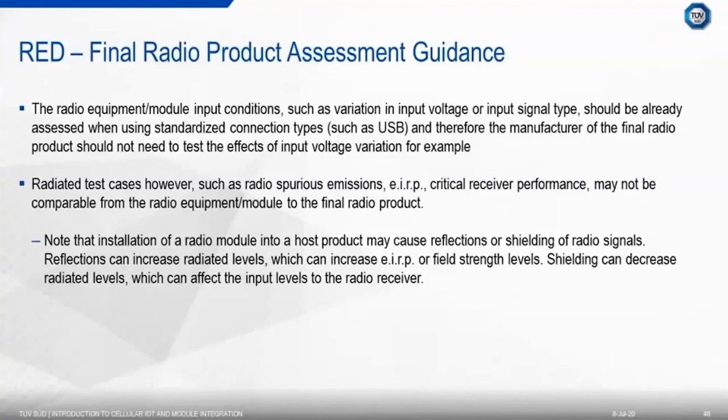The reason for repeating these tests is because the installation of a radio module into a host product may cause reflections or shielding of radio signals, and reflections can certainly increase radiated levels of spurious emissions and EIRP or field strength levels, and shielding, on the other hand, can decrease radiated levels, which could affect the input levels to the radio receiver. You may also be using your own customized antenna, which is a key component of the transmit and receiver radiated performance of the final radio product, and some assessment under Article 3.2 of the RED is certainly required.